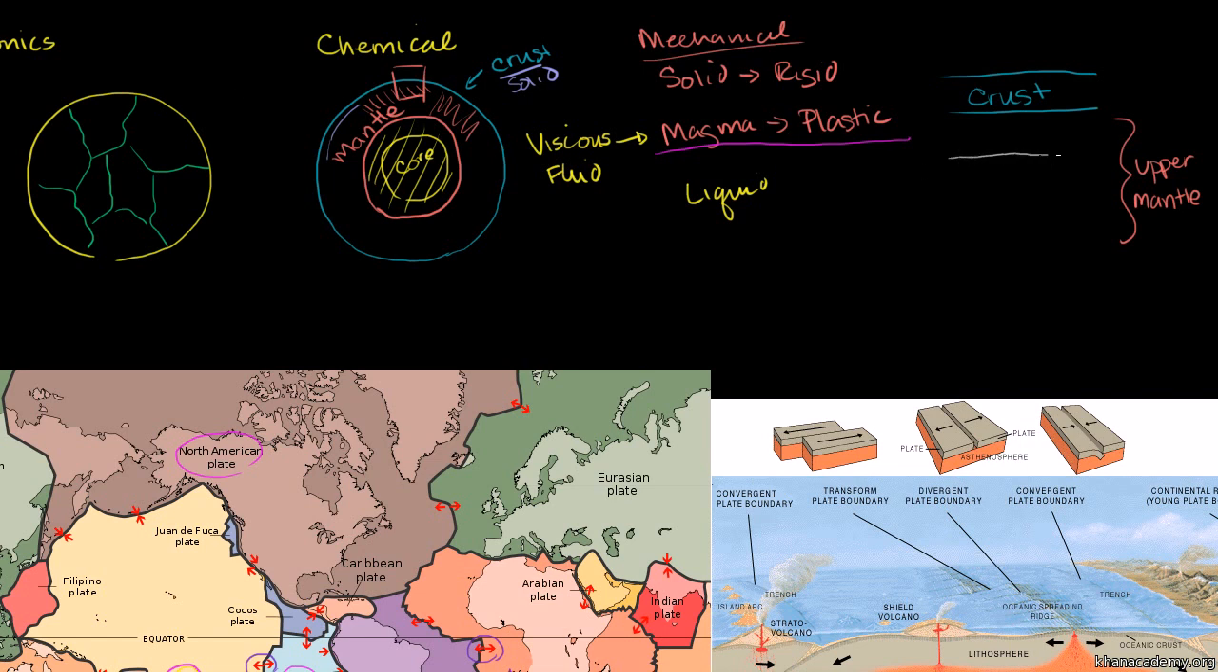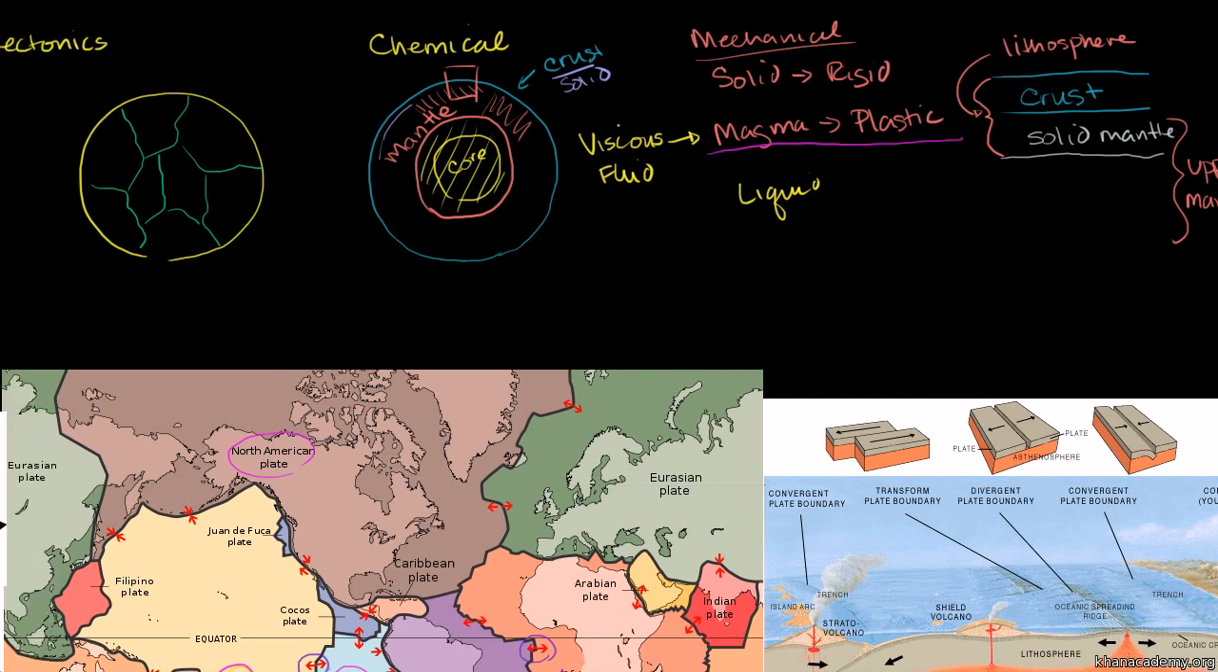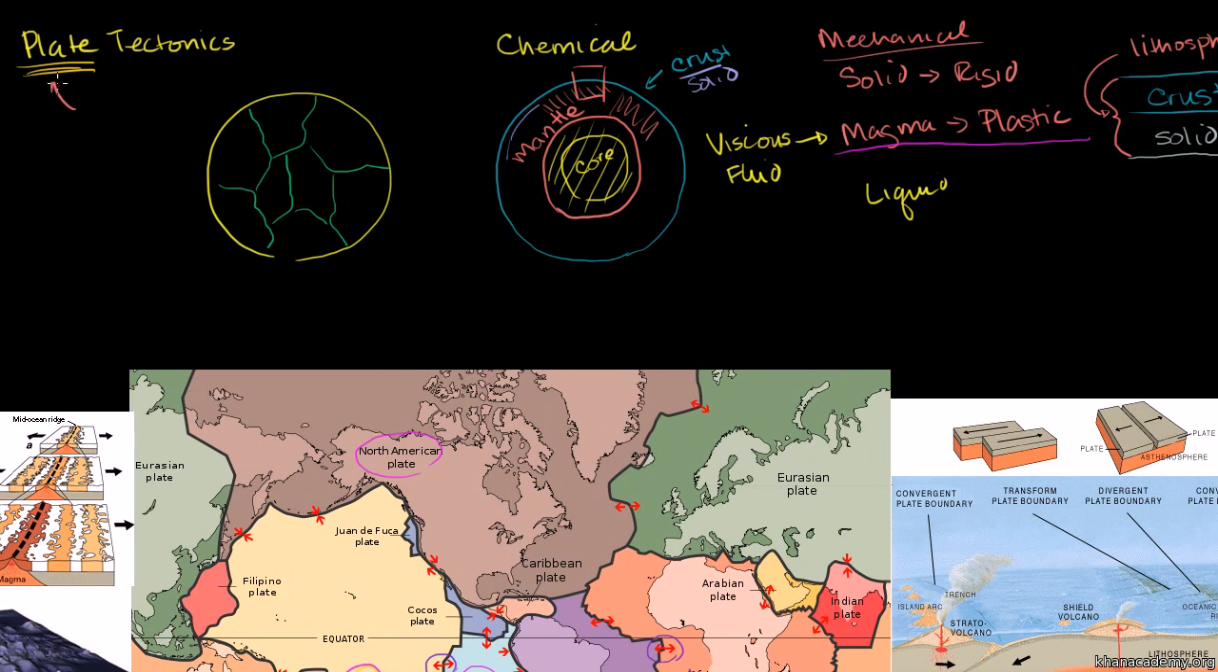So this right here is solid mantle. And when we talk about the plates, we're actually talking about the outer solid layer. So that includes both the crust and the solid part of the mantle. And we call that the lithosphere. When people talk about plate tectonics, they shouldn't say crustal plates. They should call these lithospheric plates.